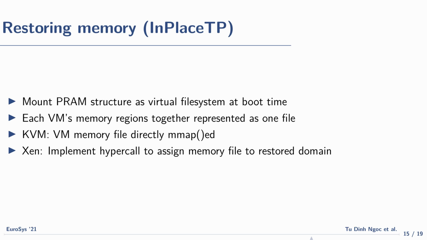Aside from the VM device states, we also needed to restore the memory of the VM. In the case of in-place TP, the new hypervisor parses the PRAM structure to detect the existing memory regions and present them to the new VM being restored. For KVM, we present the PRAM memory as a file system so that the new VMM, like KVM tool, can just mmap the file and have the memory ready for use.